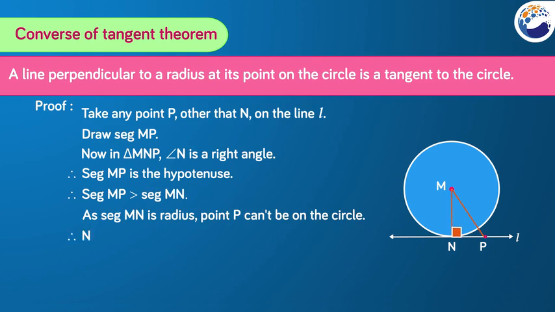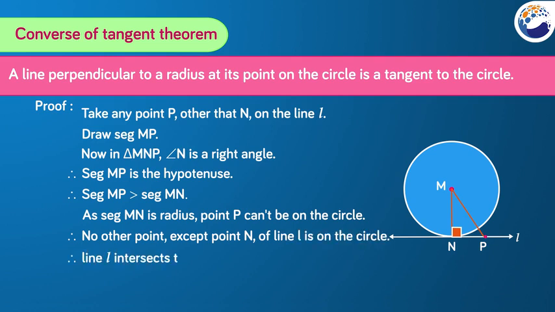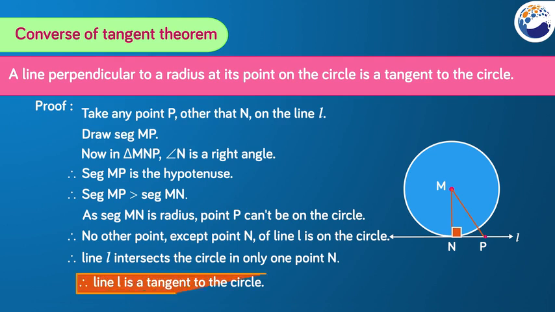Therefore, no other point except point N of line L is on the circle. Therefore, line L intersects the circle in only one point N. Therefore, line L is a tangent to the circle.